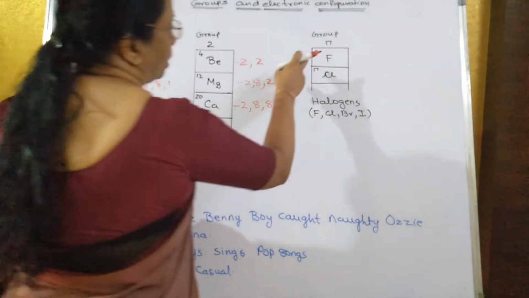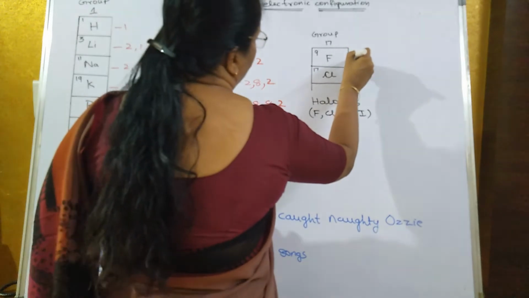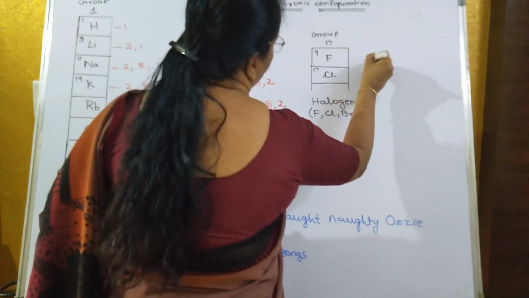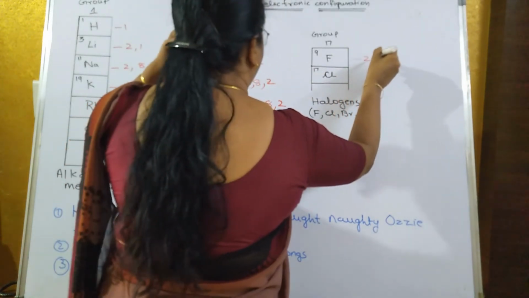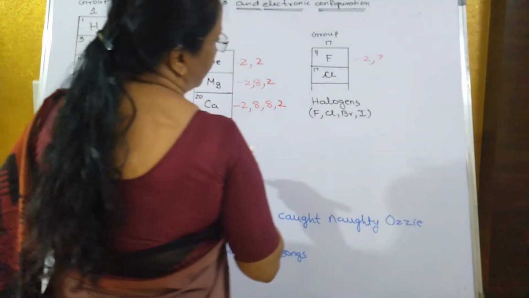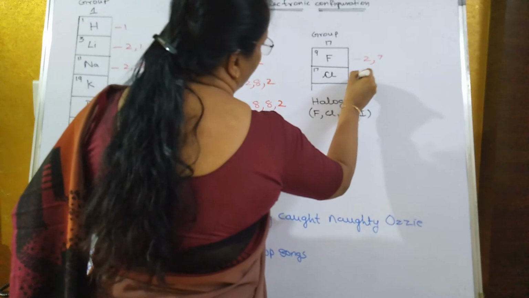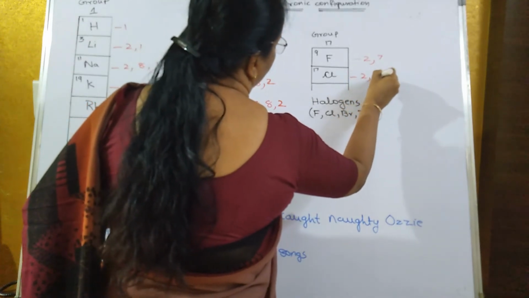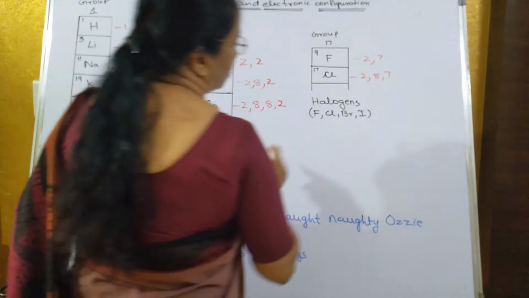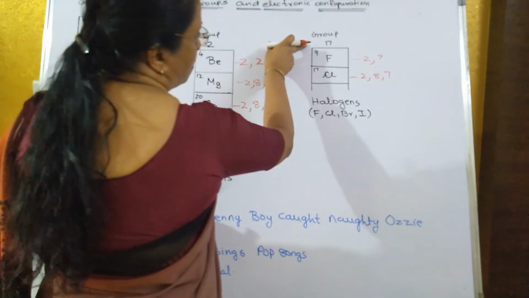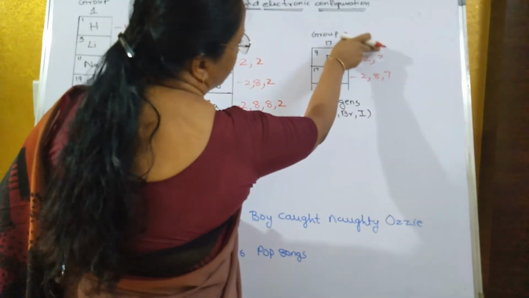Fluorine is 9. So how many electrons will it have? 2 and 7. 7 plus 2, 9. Chlorine has 17, so the electronic configuration is 2, 8 and 7. So here also, if you see group 17, the valence electron is the same, that is 7.